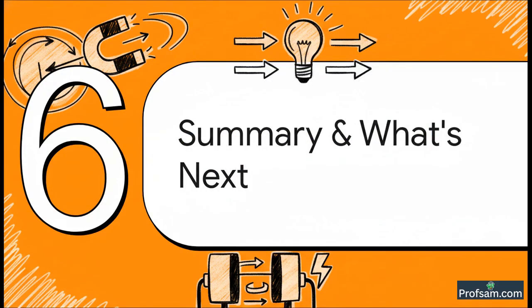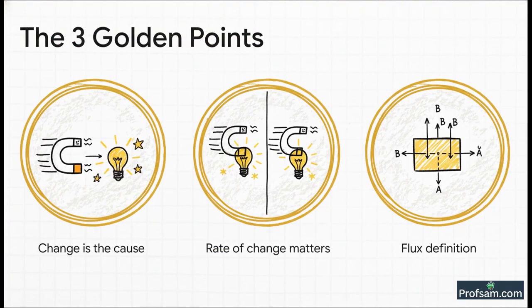All right, so I think we have understood the complete concept now. Let's do a quick summary and then see where this amazing idea takes us next. These are the 3 golden points of Faraday's law that you must remember for your lifetime. First, an EMF is induced only when the magnetic flux changes. Second, the size of that EMF is equal to how fast that flux changes. And third, the amount of flux itself depends on the field, the area, and the angle.